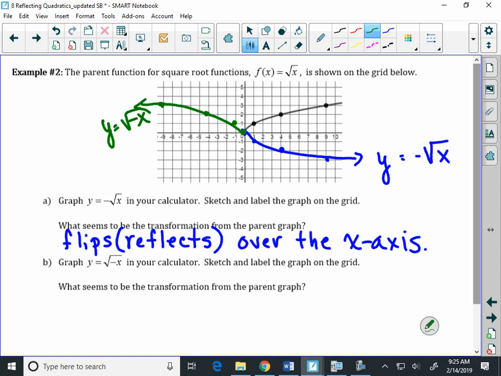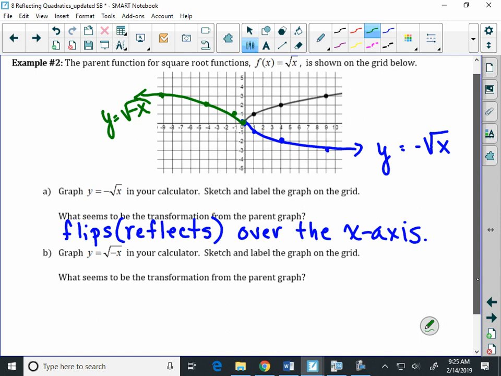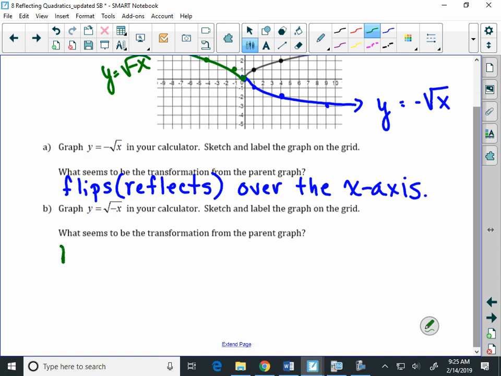Well, what happened there? What happens there is that we reflect over the y-axis.